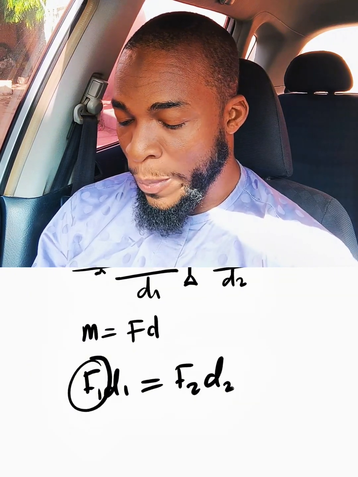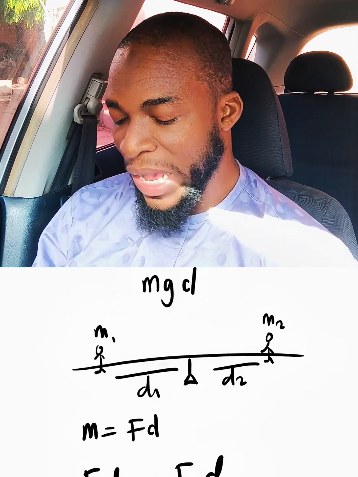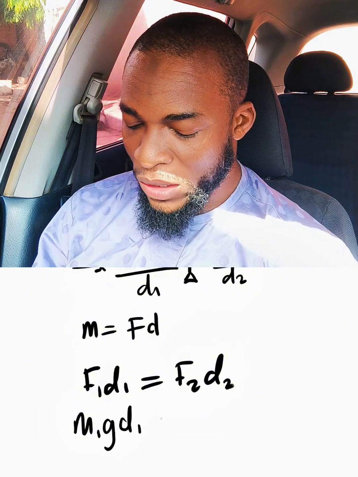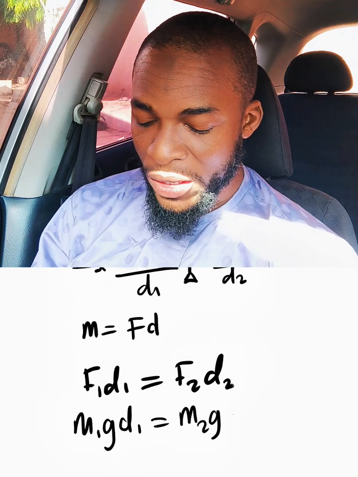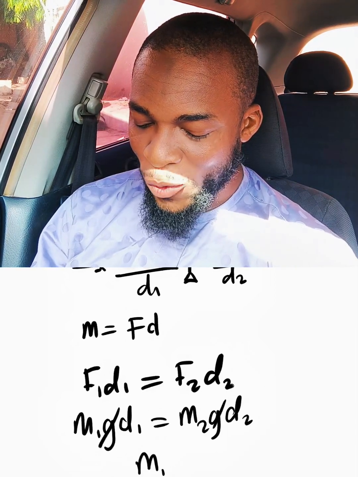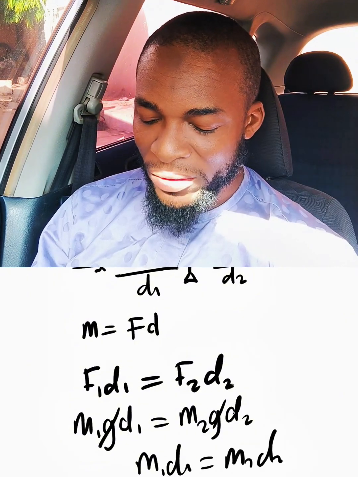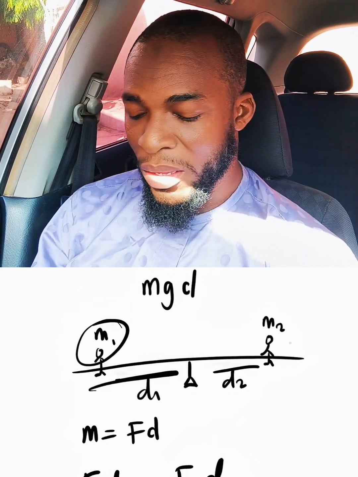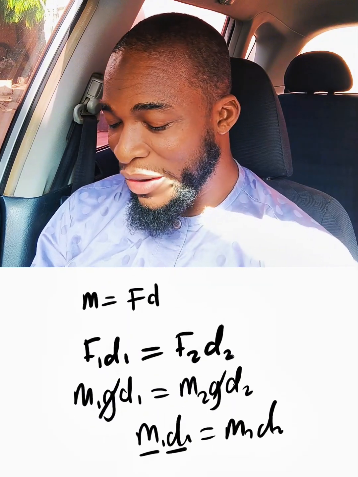And F here can be defined as what? Mass times the gravity. So it will be M1 G times D1 equal to M2 G times D2. Since the G are all the same, you can see eventually this and this will cancel. So you have only M1 D1 equal to M2 D2. The mass times the distance from the left hand side is equal to this one times the other one. So therefore we don't care about the gravity anymore.